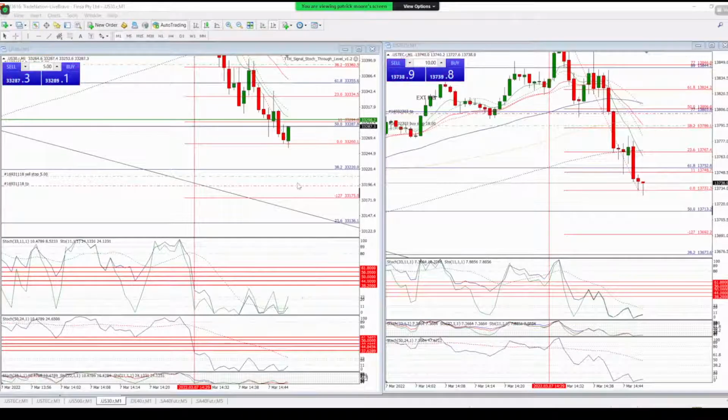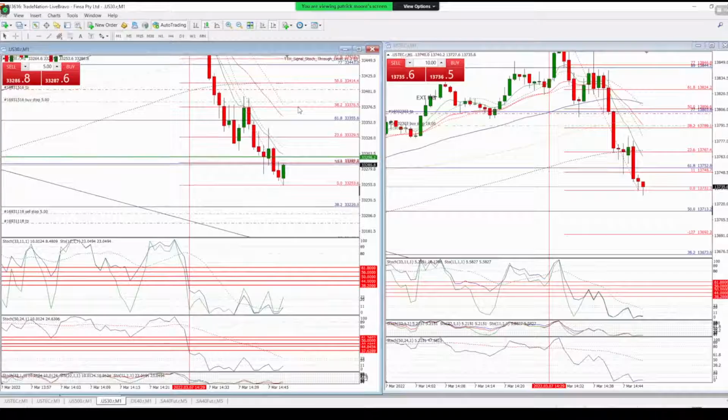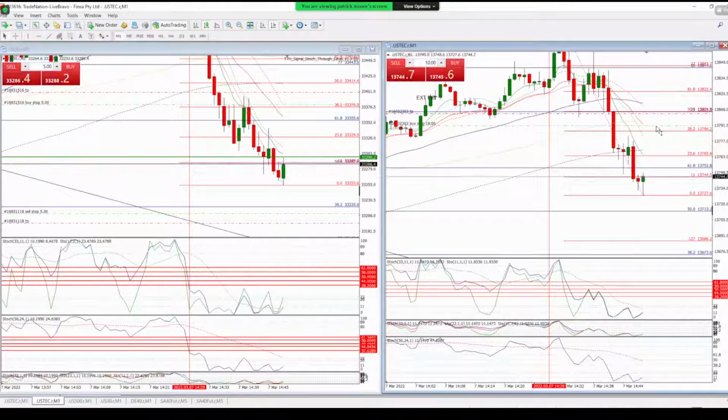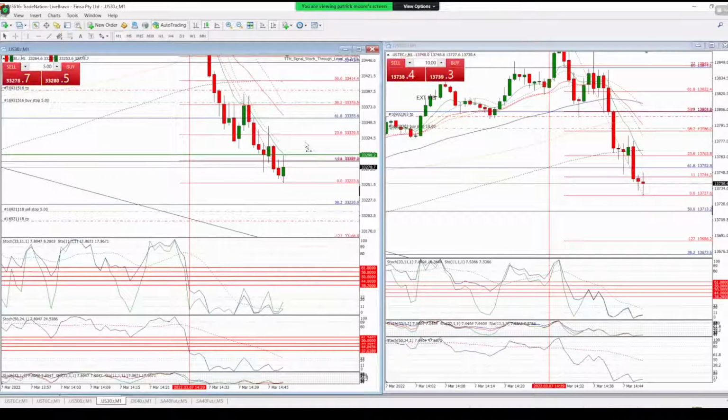50% retracement of the 5-minute grid. Just keeping those longs in play. Buy stops. Got about 5 or 6 minutes to go to opening range levels. And no trade so far. Just nothing.